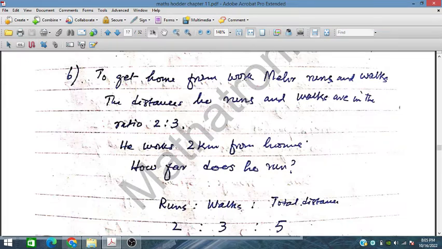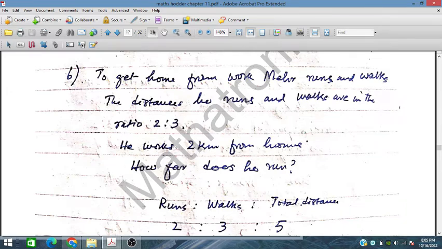To get home from work, Meher runs and walks. The distances he runs and walks are in the ratio of 2 to 3. So 2 parts he runs and 3 parts of the distance he walks. He works 2 kilometers from home. How far does he run?